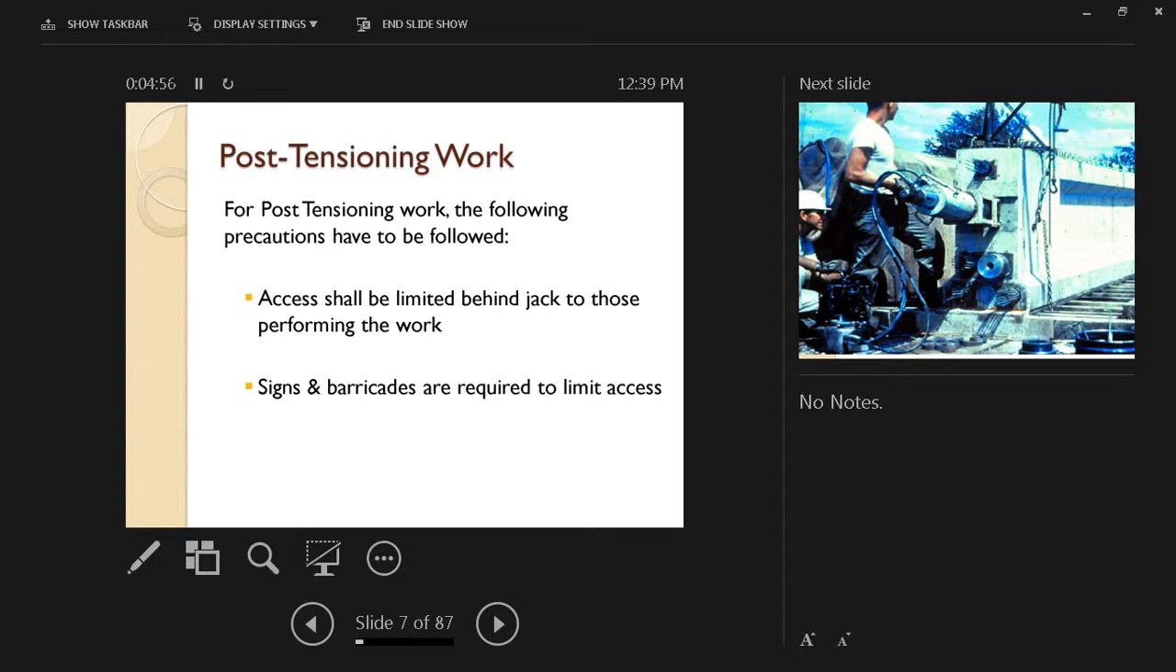Another hazard that comes with construction of concrete work is post-tensioning work for pre-stressed concrete. You induce stresses in the concrete tendons, which are the rebar. So when you load the concrete element, it counterbalances these stresses, yielding a smaller size and lighter in weight concrete element. So for post-tensioning work, the following precautions have to be followed. Access shall be limited behind the jack to those performing the work. The jack is going to be used to tension these tendons. Signs and barricades are required to limit access as well, so that people who should not be working in this area are not going to be performing any work.